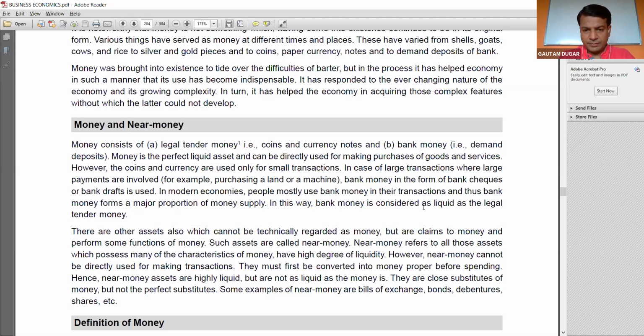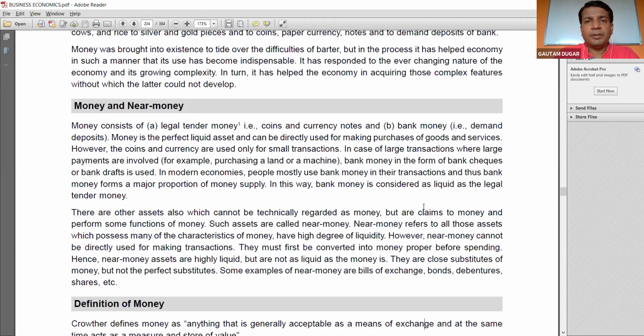Next, near money we know, which cannot be called money in the exact sense, but they are just near to money, like bills of exchange, accounts receivable, bills payable, the bill of exchange, bonds, debentures. These are some examples of near money. And in the physical copy of the study material which you're having, you must underline these portions for the MCQ pattern of examination.